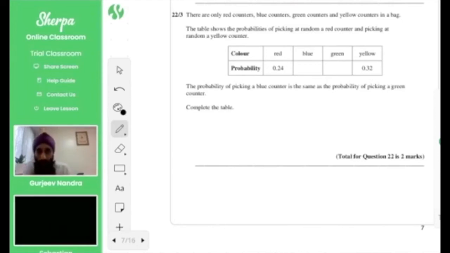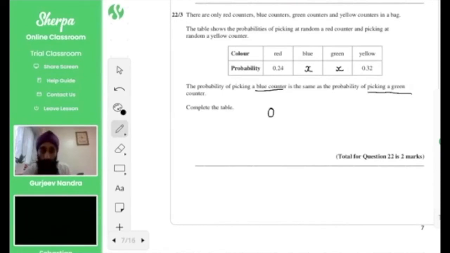So let's have a quick read of this problem. There's only red counters, blue, green and yellow in a bag. The table shows probabilities of picking a random red counter and picking a random yellow counter. The probability of picking a blue counter is the same as probability of picking a green counter. So these two probabilities are the same. Since we don't know what the probabilities are, let's just call them X and X. Complete the table. So, as I mentioned first, a lot of the probability questions will rely on you knowing the simple fact that probability adds up to 1.